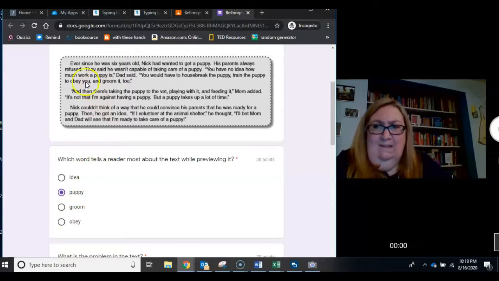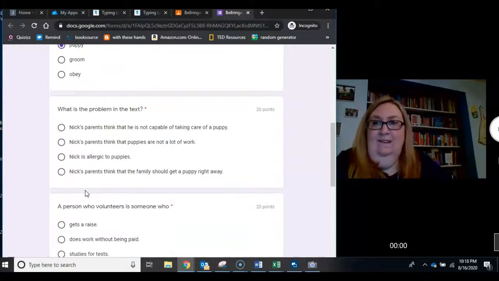Same kind of thing. I only see the word obey once. So, which word tells the reader most about the text while previewing it? If I just glance at this, the word that jumps out to me over and over is puppy, and it tells me that the text is about puppy quite a bit. So, I'm going to leave puppy as my answer and scroll on.